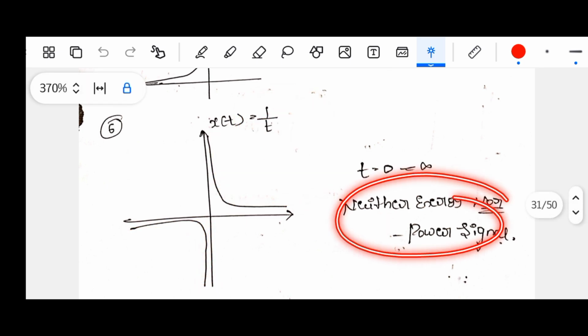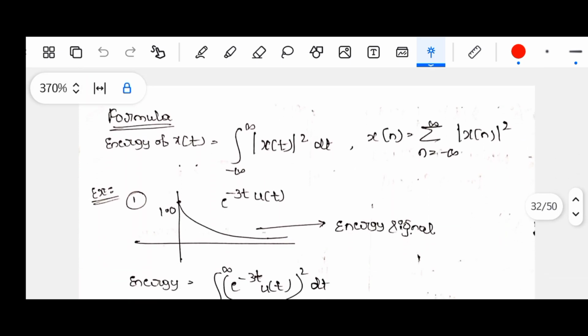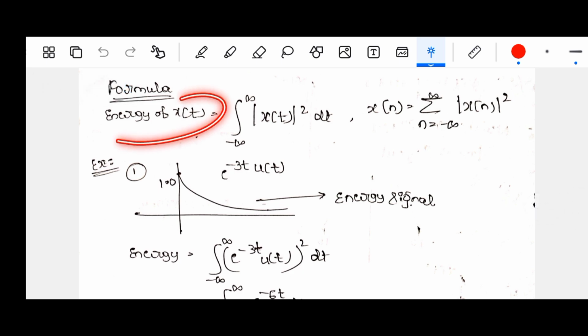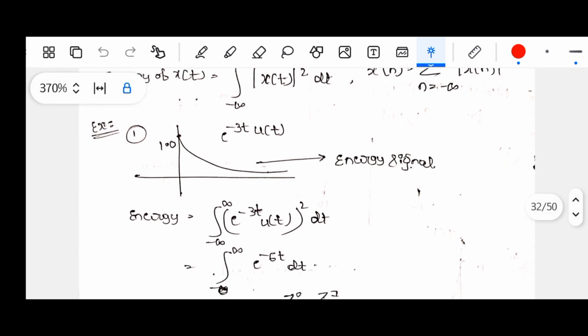Therefore, it is neither an energy nor a power signal. Let's see, we solve with the formulas. Energy of x of t is equal to the integration from minus infinity to plus infinity of mod of x of t whole square into dt. It will remain the same for n. Let's solve some problems.